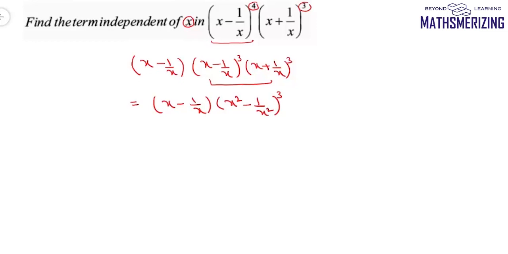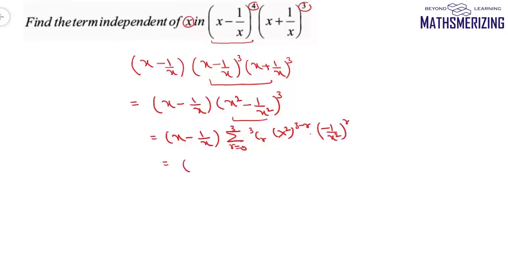Now if I write the general term for this series, so I'll write (x minus 1 upon x) will be equal to summation r varies from 0 to 3, C(3, r) (x squared) to the power (3 minus r) into (minus 1 upon x squared) to the power r.